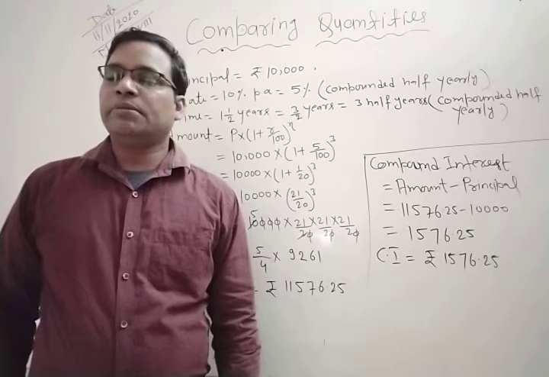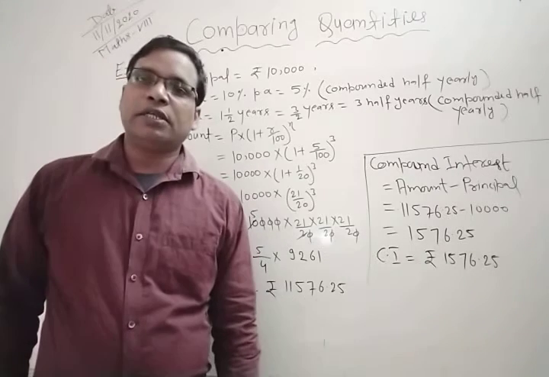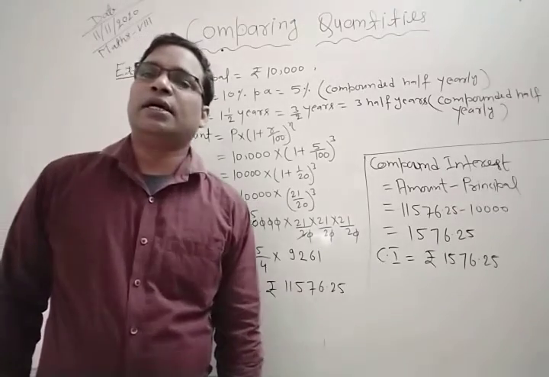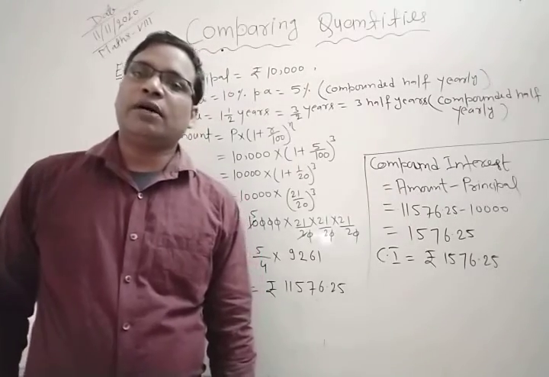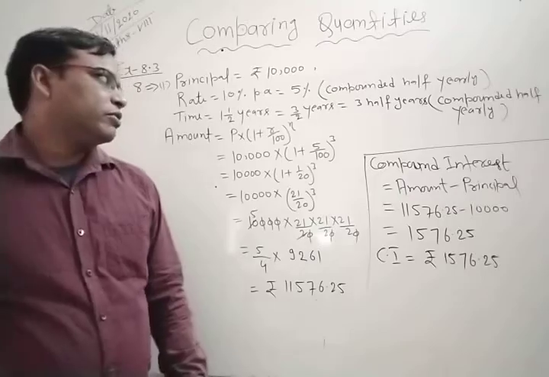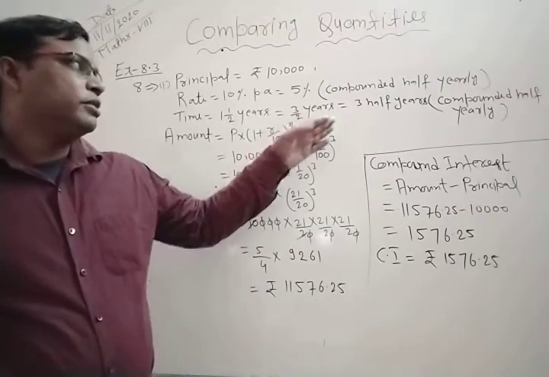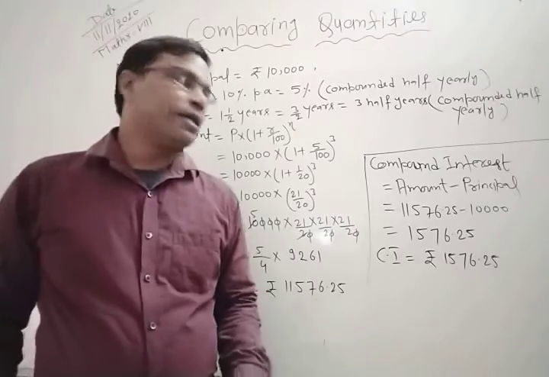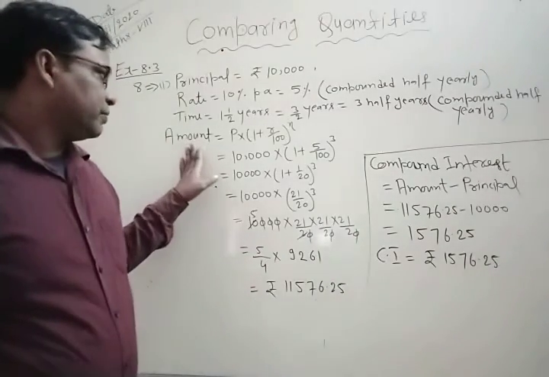It means that this is equal to 3/2 years. When compounded half yearly, then time is doubled. So when you multiply 3/2 by 2, this becomes 3 half years. Clear? So for this we first find the amount.